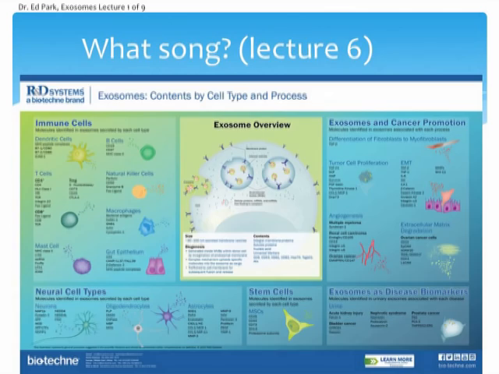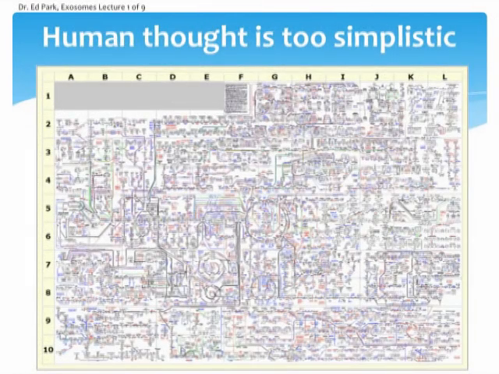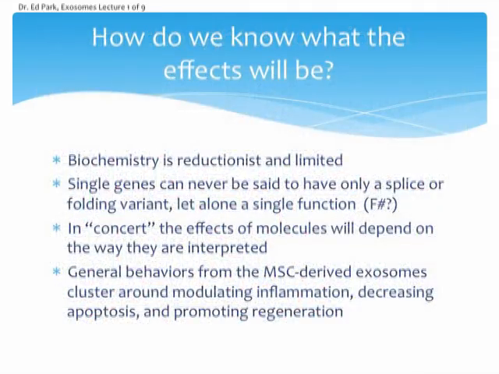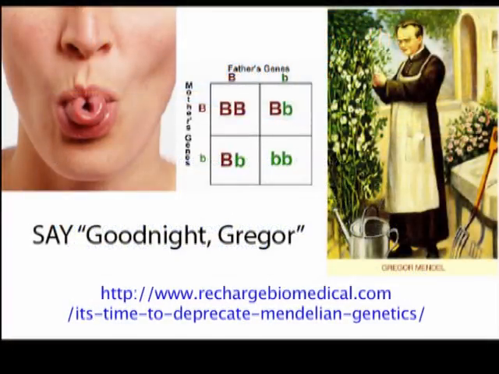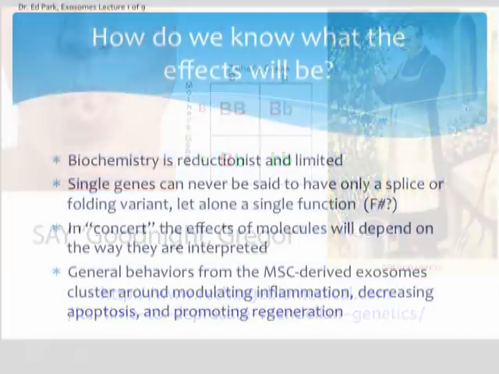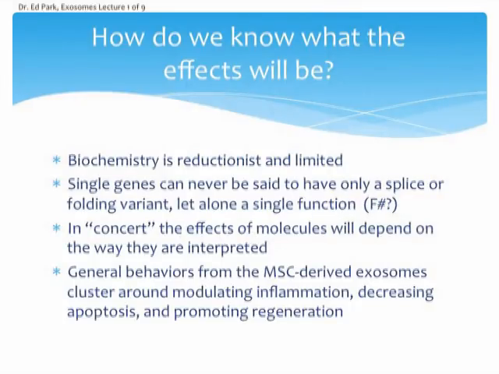So again, how do we know what the effect of exosomes will be? In biochemistry, we usually like to think of a single effect or maybe entourage effects, but we are never going to fully understand how cells communicate the way that they do. Even single genes can never be said to have only one effect or even one variant. There's so much splicing, alternative folding. It's like saying, what does an F sharp represent? Well, in the key of C, it's a very dissonant sharp.